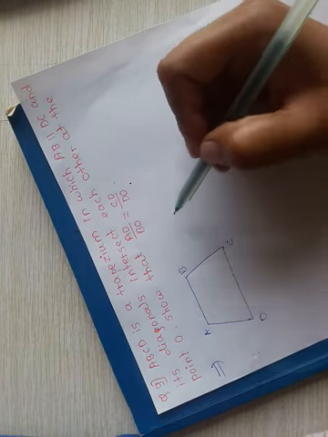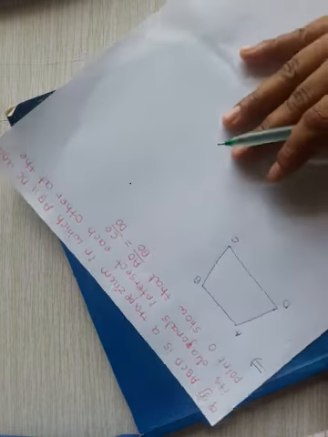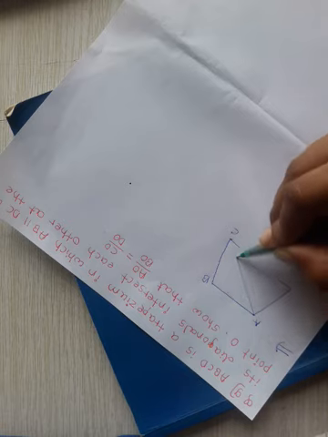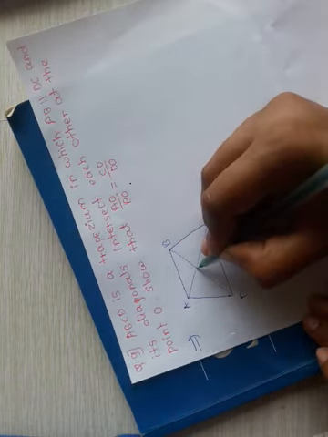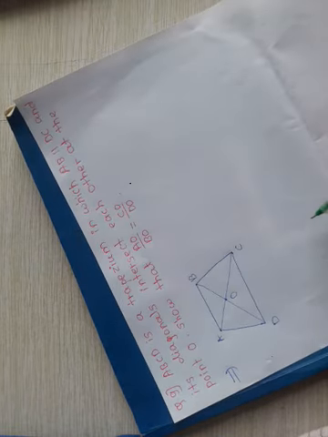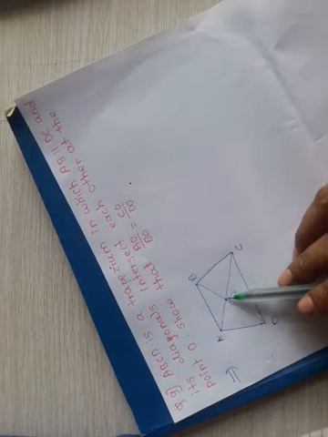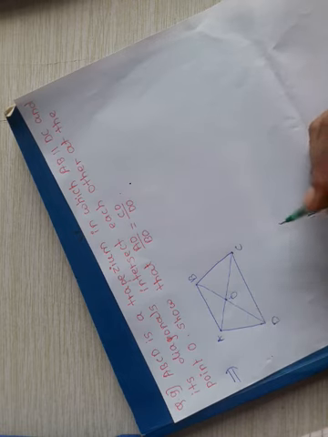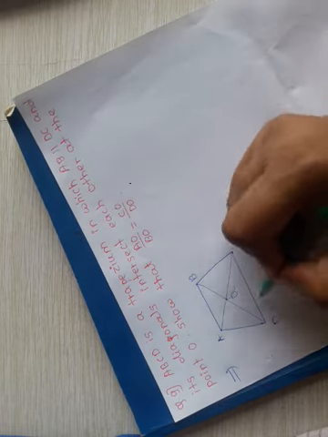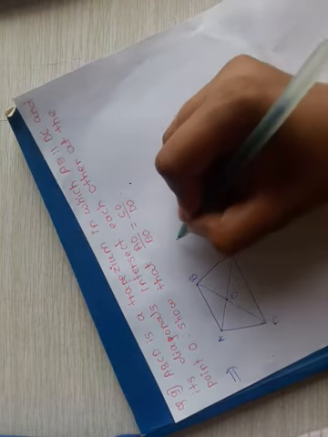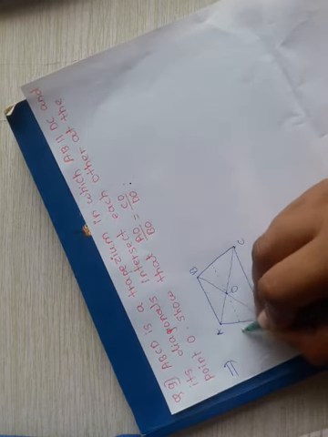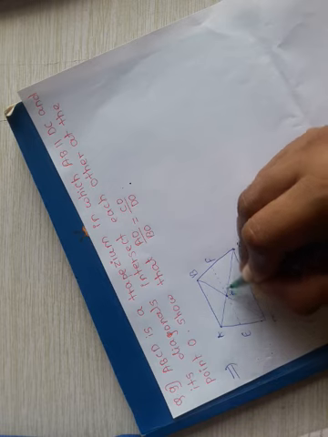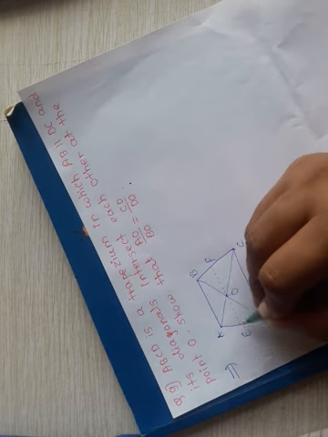AB parallel to DC is given to us, and its diagonals intersect each other. See, this diagonal AC and this diagonal DB intersect each other at point O, and we have to show that AO upon BO is equal to OC upon OD, or CO upon DO. If ABCD is a trapezium, then AB is parallel to DC, so we have to make a construction here. We have to construct a line EF which passes through this point O.